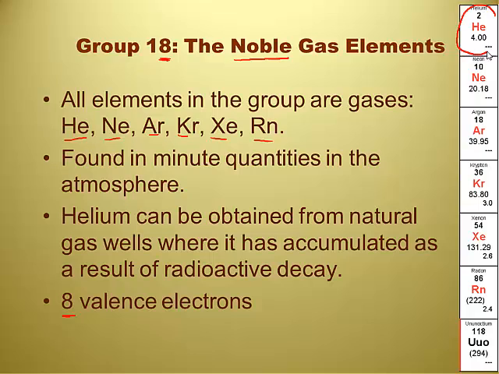With the exception of... there is an exception in this group. Helium, how many valence electrons does helium have? I'm assuming 2, because it's only got 2. Yeah, so this is the exception. Only 2 valence electrons for helium. The rest of them have 8, though.